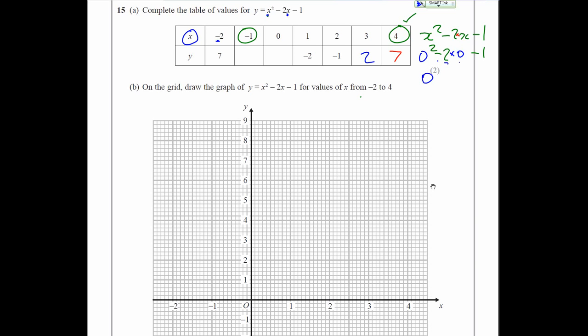And 2 times 0 is just 0. So you can ignore these. Your answer is just minus 1. And because I've cheated, I already know what the next answer is going to be. Okay, can you see the pattern?